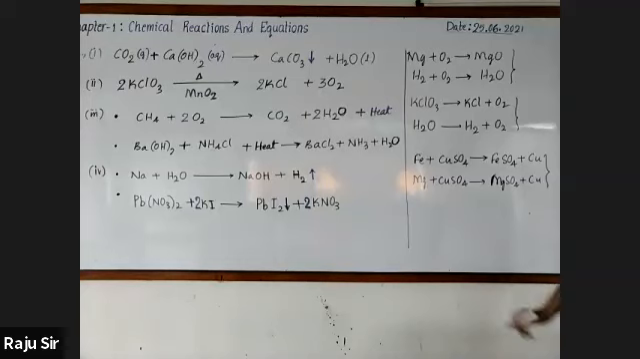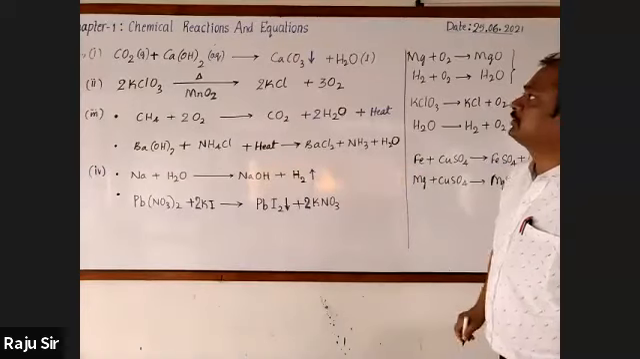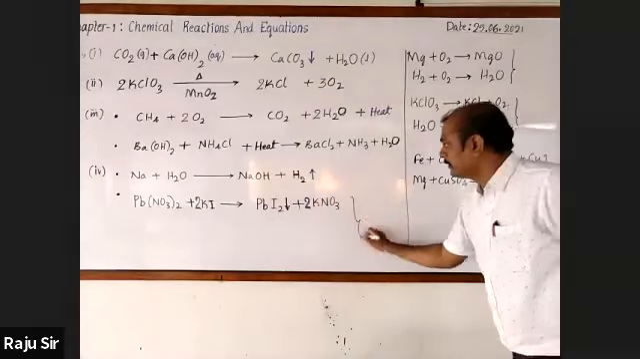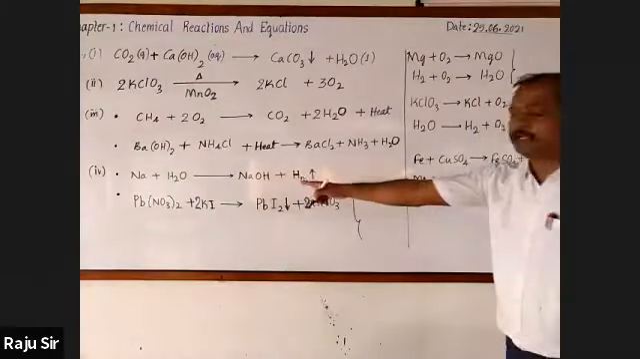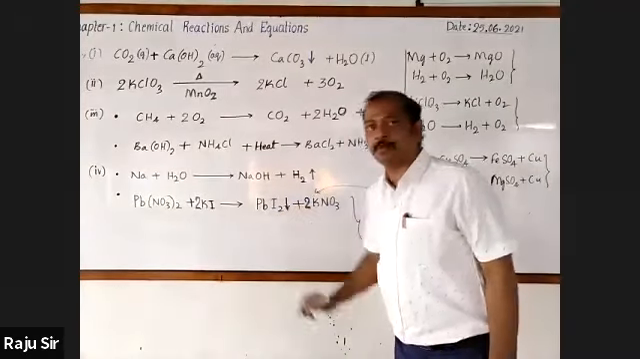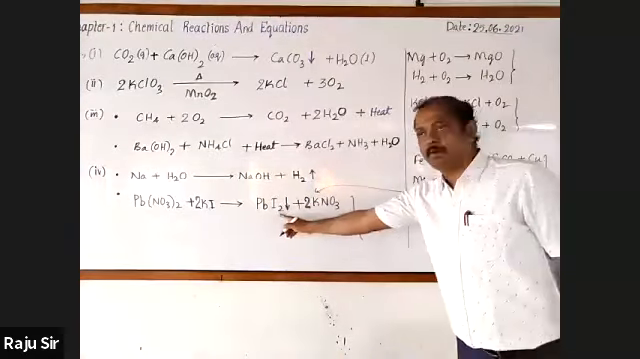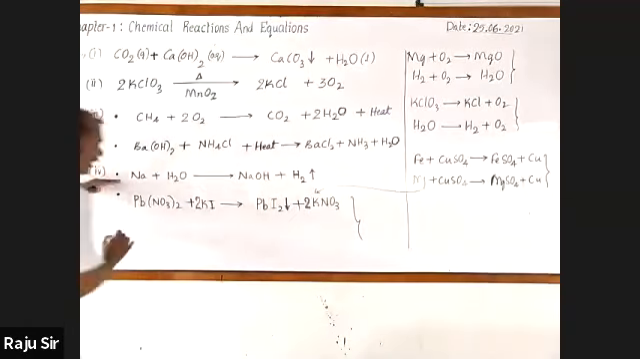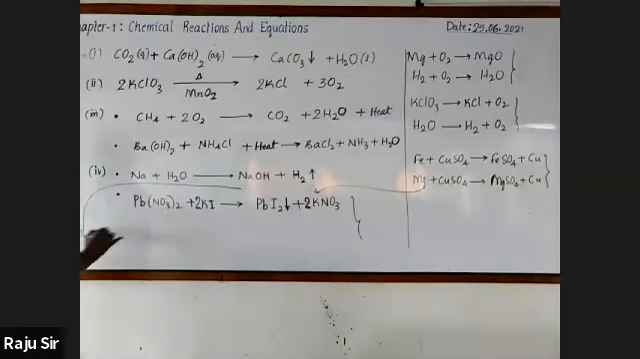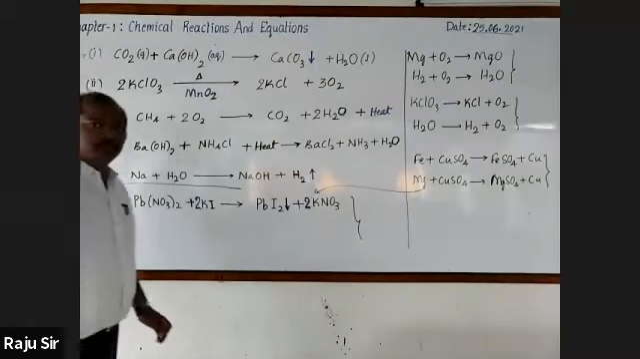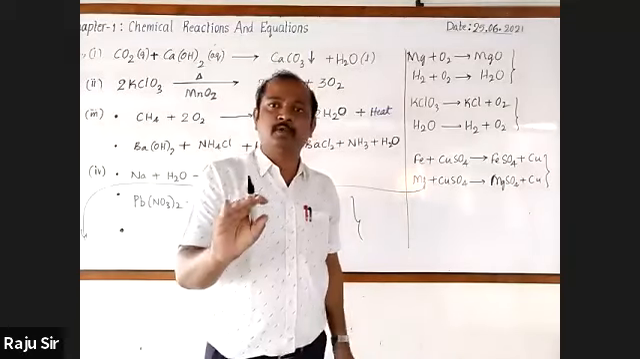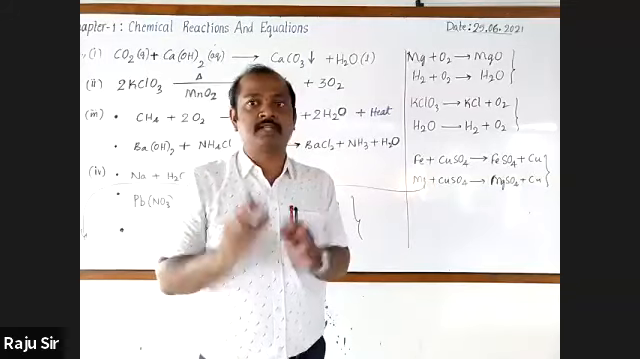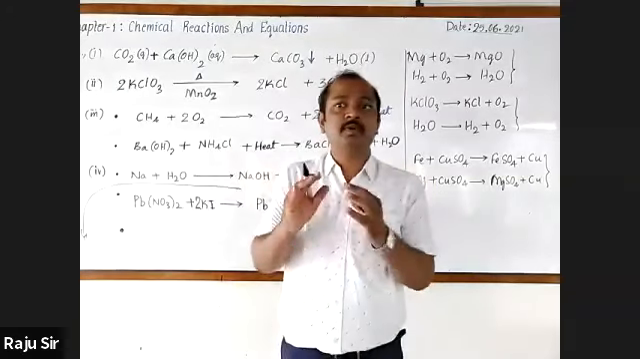Next, another group. Lead nitrate reacts with potassium iodide to form lead iodide and potassium nitrate. Not only this, I'll say one more. This is also very familiar to you. It is important for exams. We have been taking only such examples. You must remember, you must practice this.